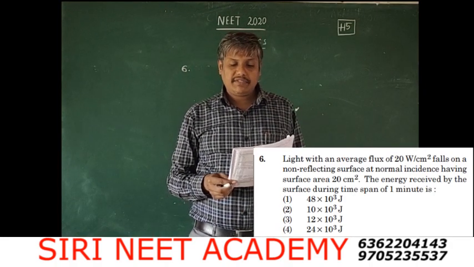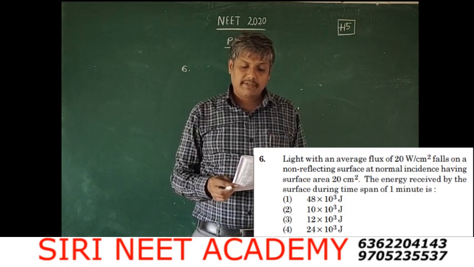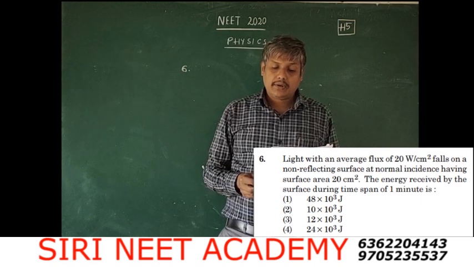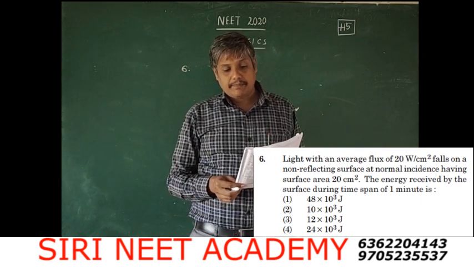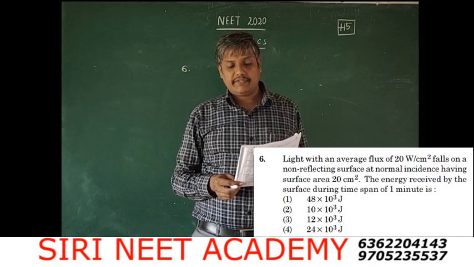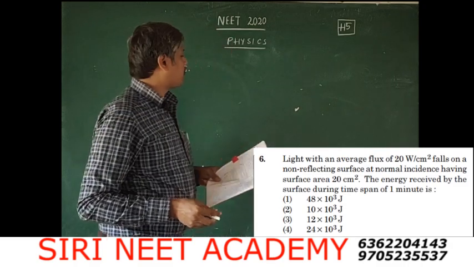4. Light with an average flux of 20 watt per centimeter square falls on a non-reflecting surface at normal incidence having surface area 20 centimeter square. The energy received by the surface during a time span of 1 minute is.